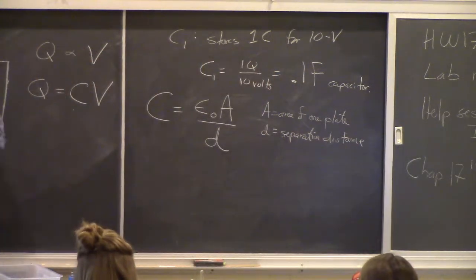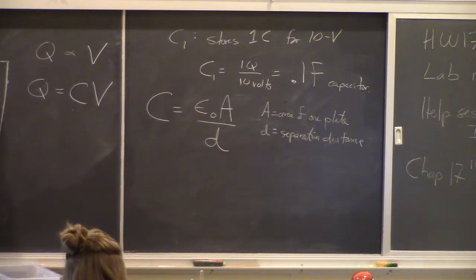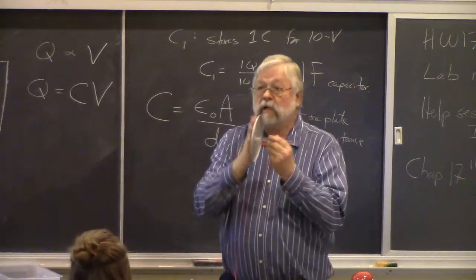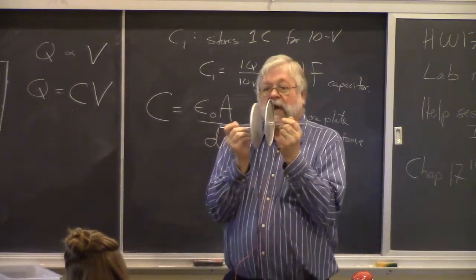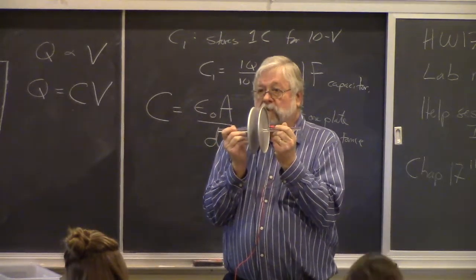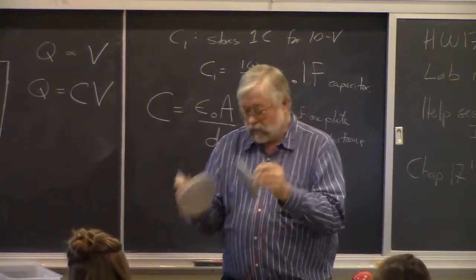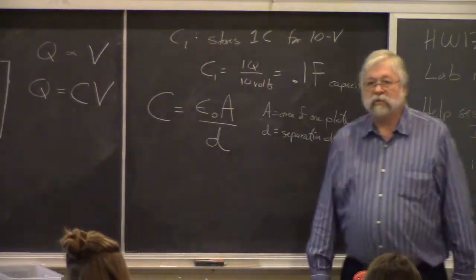So a more accurate picture here would be to try to show these things as three-dimensional objects, so that they've got some area to them, just like this has some surface area. So does this one. And then how far apart are they? That's the letter D. So the area, the separation distance, and that electrical permittivity constant determine the capacitance.